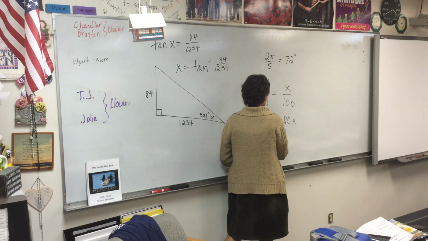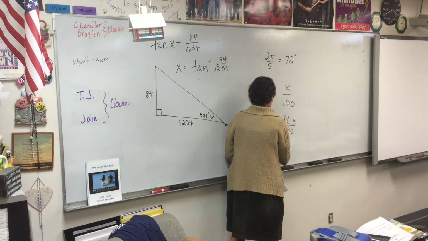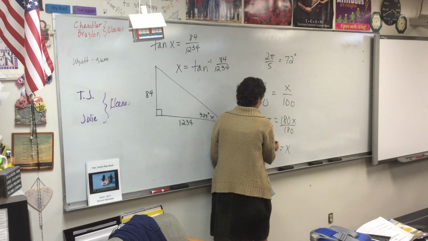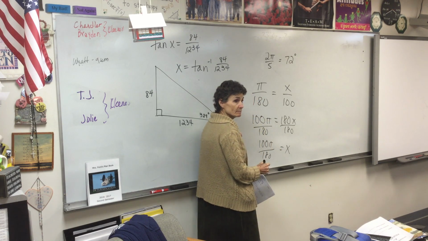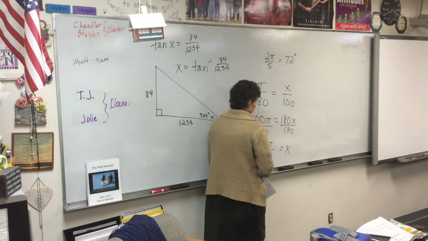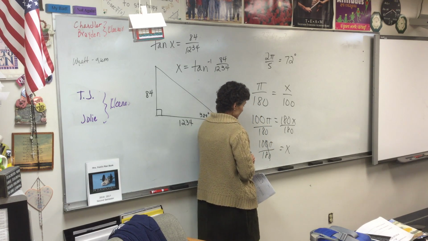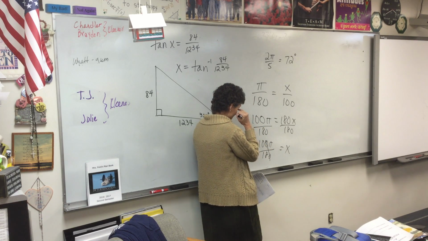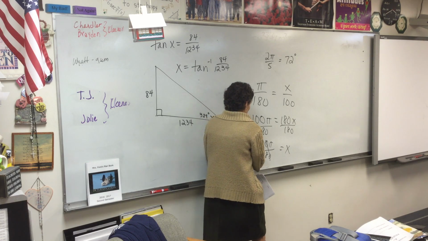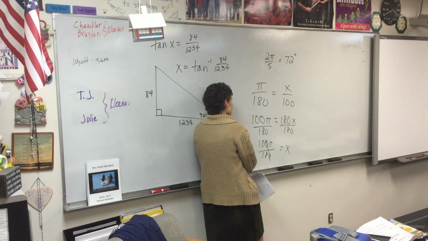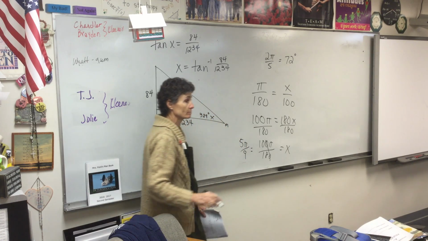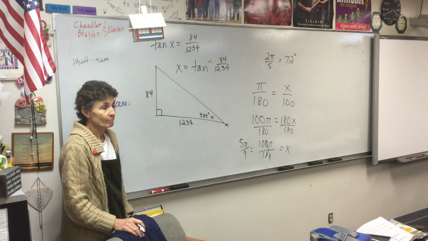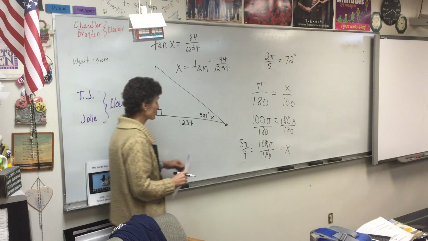And then we'll divide by 180. So x equals 100 pi over 180. I'm reducing now, so I can cancel out the zeros. 10 over 18. What's 10 over 18 reduced? Not decimal form, but fraction reduced. That would be 5 pi over 9. Okay, so that might be a quiz question.